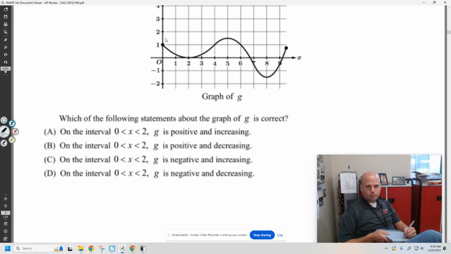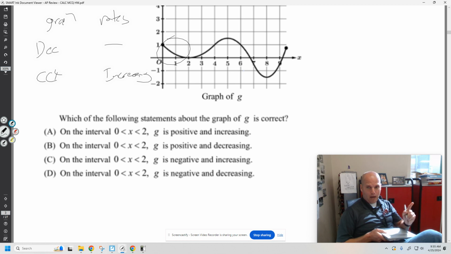0 to 2. Same thing. Decreasing, well, this is decreasing concave up. Is that the same thing? So that's the graph, which means the rates are negative and increasing. But they don't say rates. There's no rates.